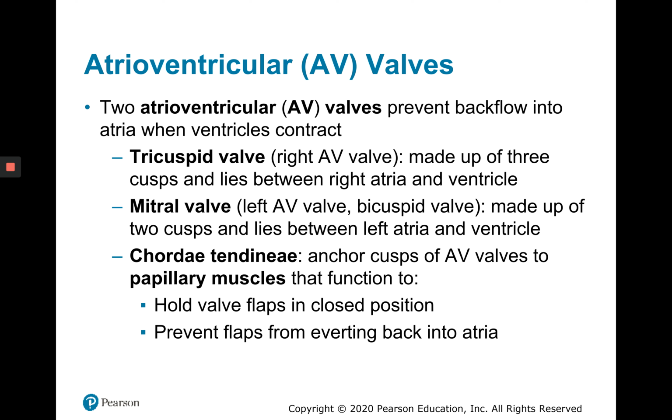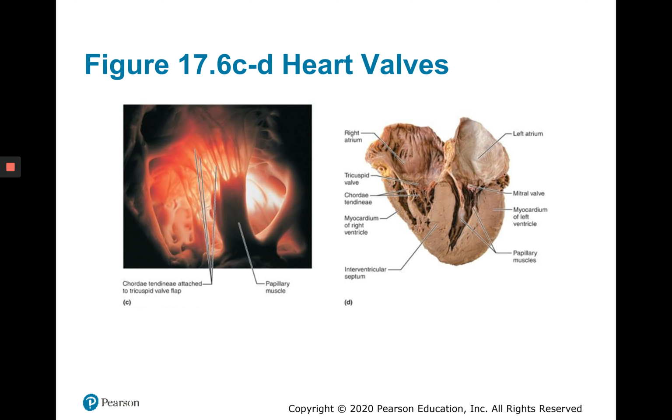Again, we must mention the chordae tendineae, or heartstrings, which anchor the cusp of the AV valves to papillary muscles. So the superior part of the chordae tendineae is anchored to the cusp of the AV valves, but the inferior part is anchored to papillary muscles. And these papillary muscles function to hold the flaps in a closed position and prevent them from everting back into the atria. So it is important to know those two functions for the chordae tendineae and how they're attached to papillary muscles.